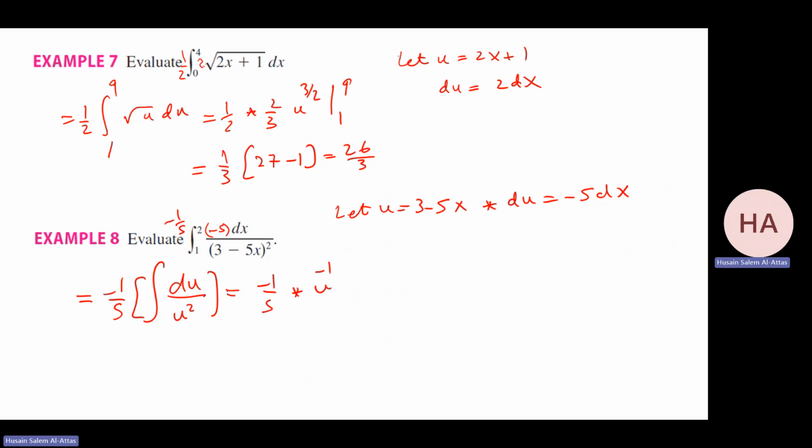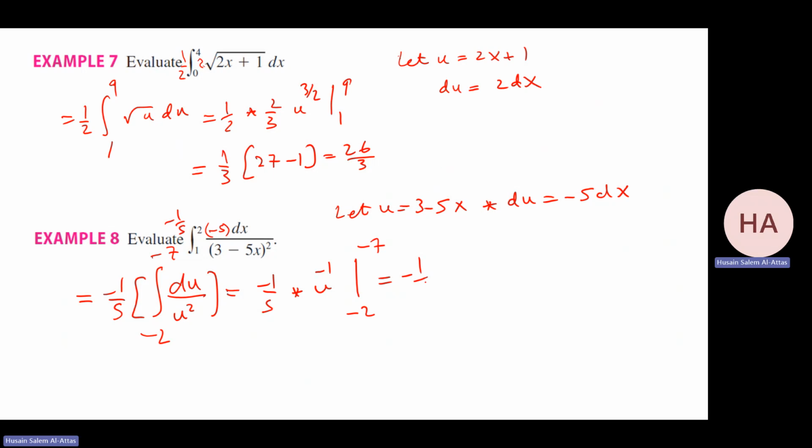Be careful. If x equals 1, that will be minus 2. If x equals 2, that will be minus 7. You notice now the limits of integration, this is bigger than this. It's okay. Don't do any changes. Leave it as is. Do the calculation regularly. So that from minus 2 to minus 7.